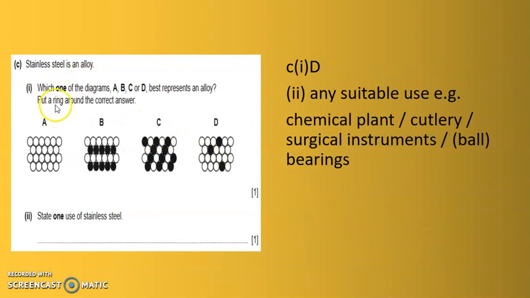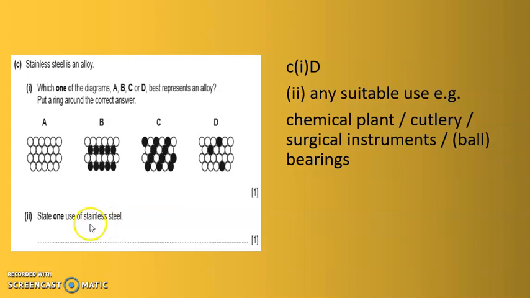Stainless steel is an alloy. Which one of the diagrams best represents an alloy? D is the alloy because the particles shown in white are the atoms of iron, and these are the carbon atoms, and there seems to be no regular arrangement. So the structure of an alloy is D.